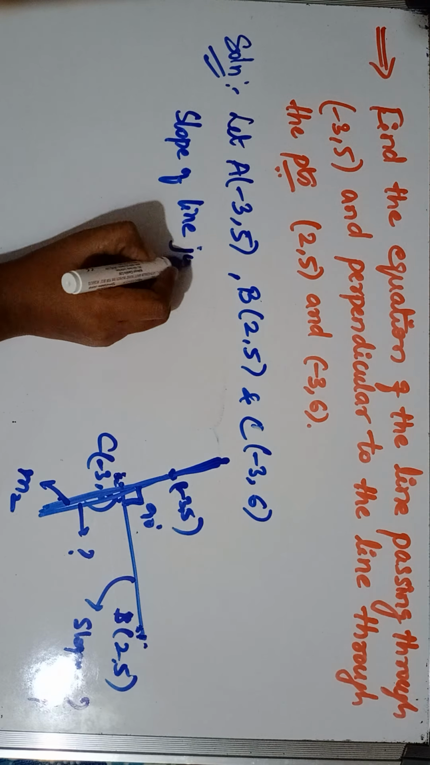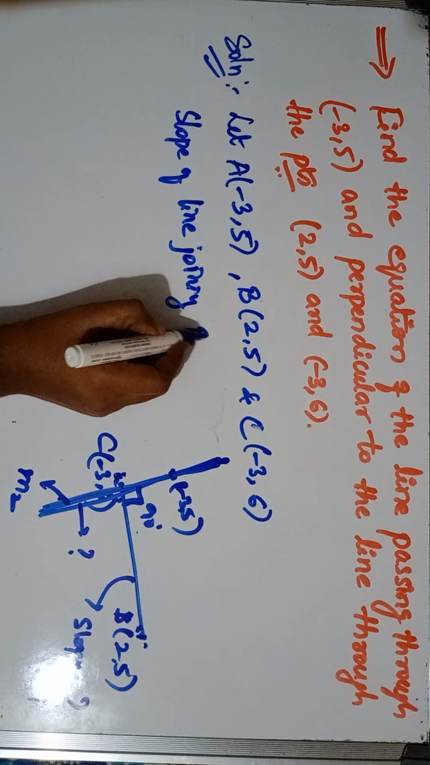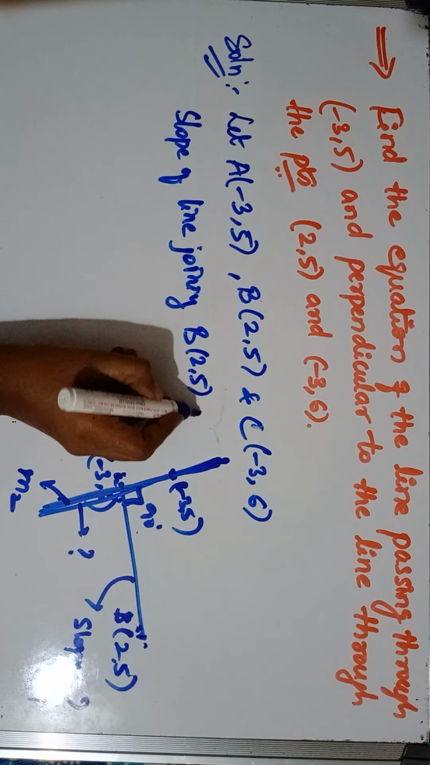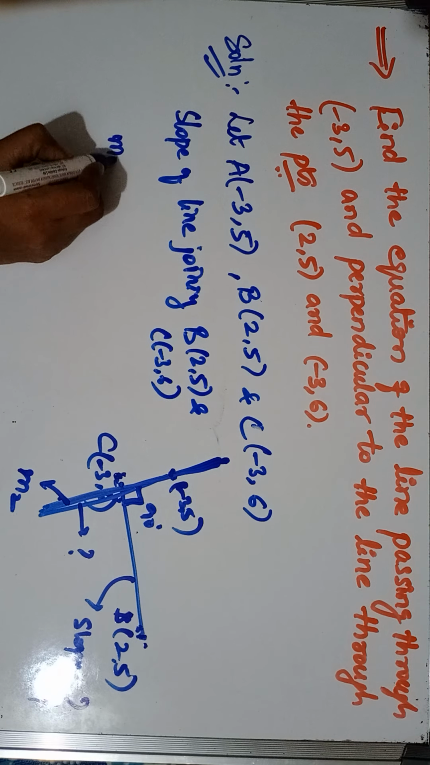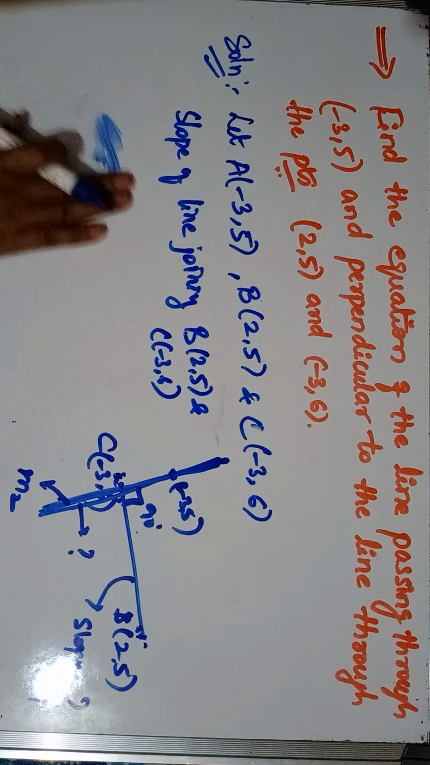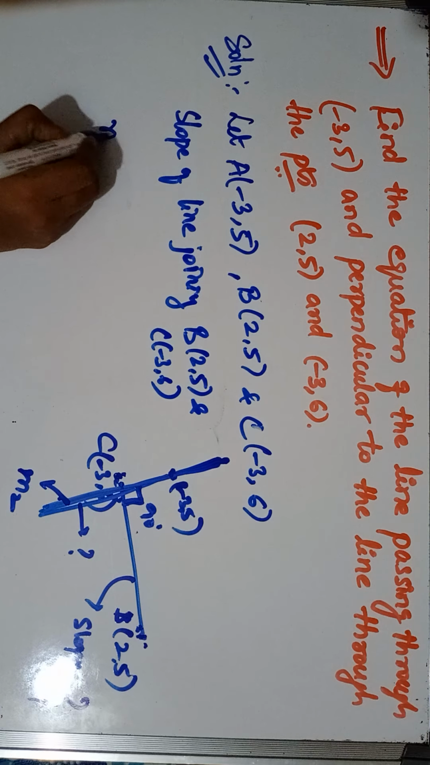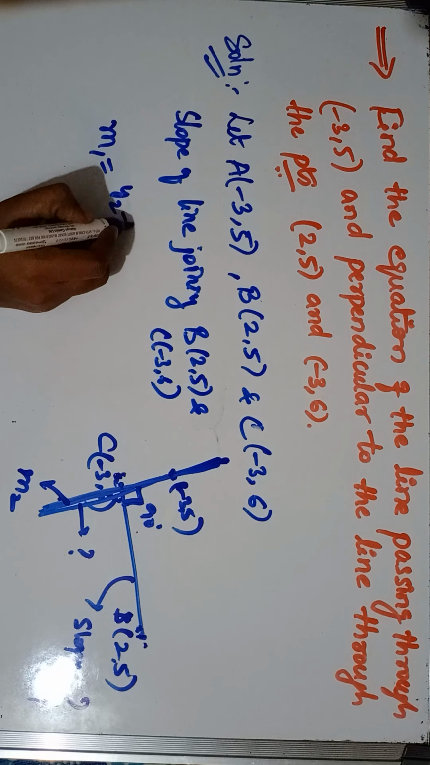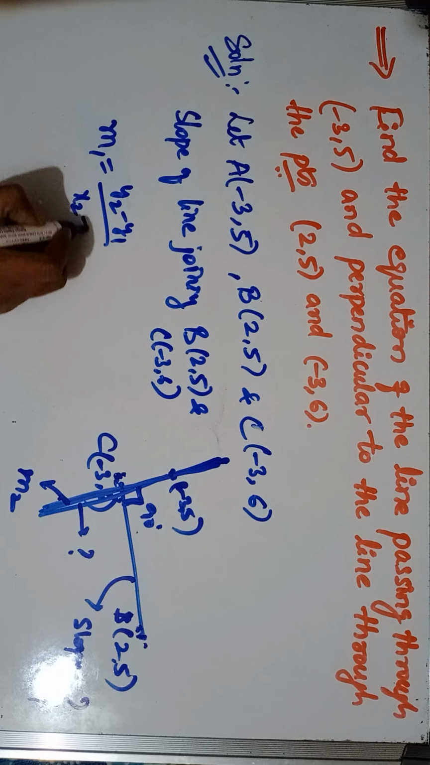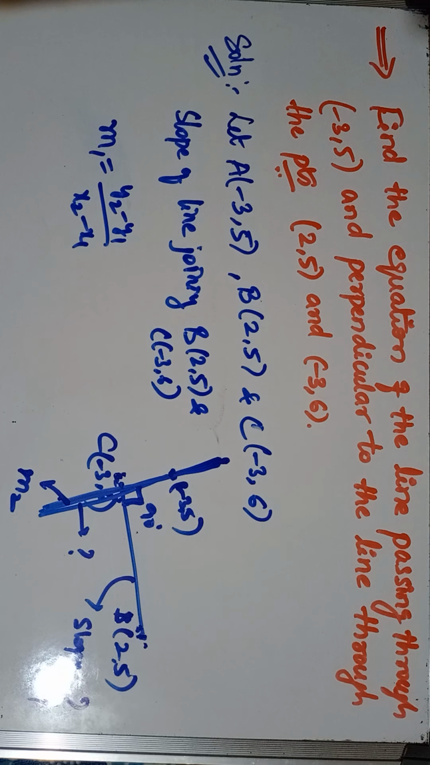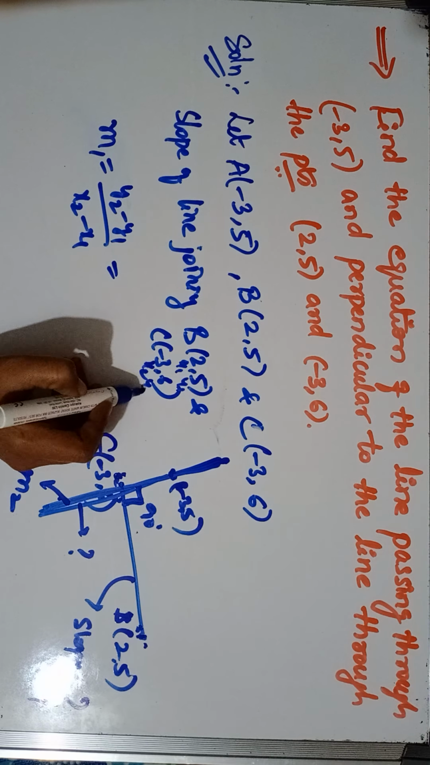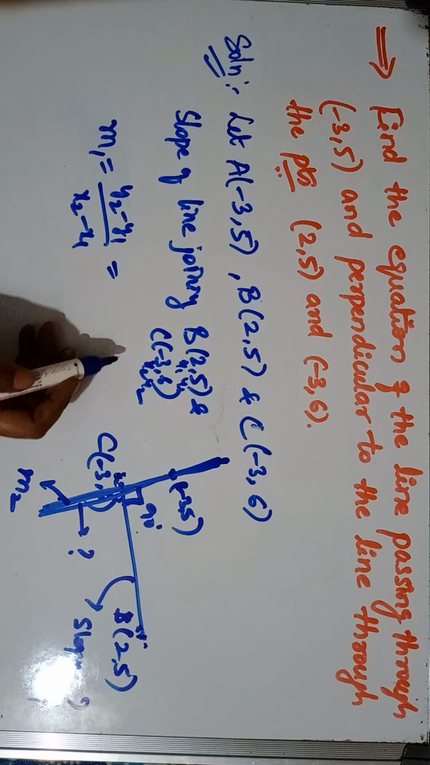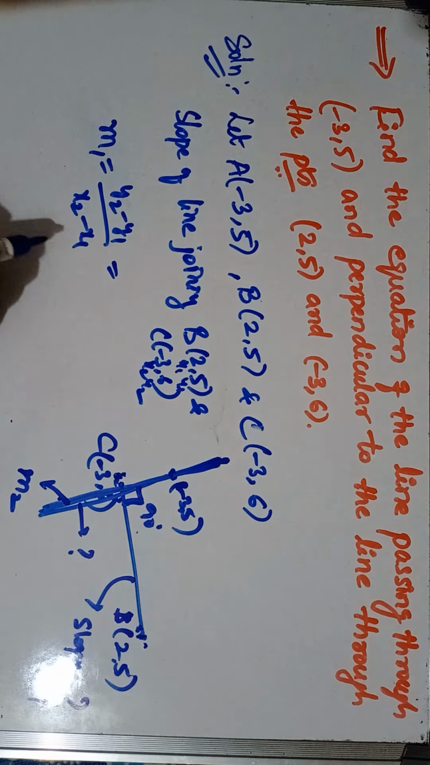Okay, let me consider slope of line joining B and C. So B is (2,5) and C is (-3,6). So what is the slope of this line? Let me consider this as m1. m1 is equal to, we have the formula y2 minus y1 by x2 minus x1. This is the formula used to find the slope of a line joining two points, right? So substitute the values. I will take this as x1 y1 and this as x2 y2. Even if you interchange the points, nothing will happen. You will get the same answer.